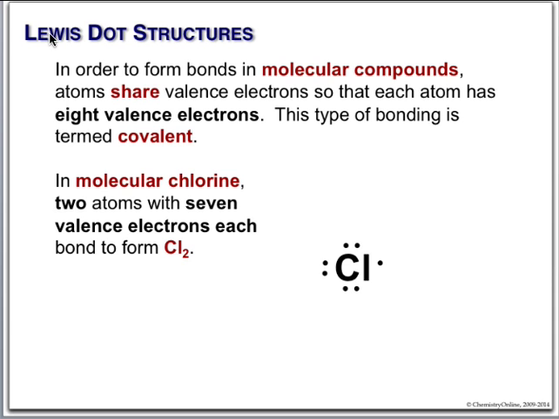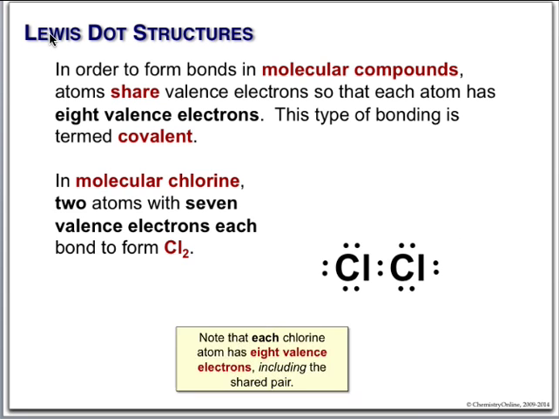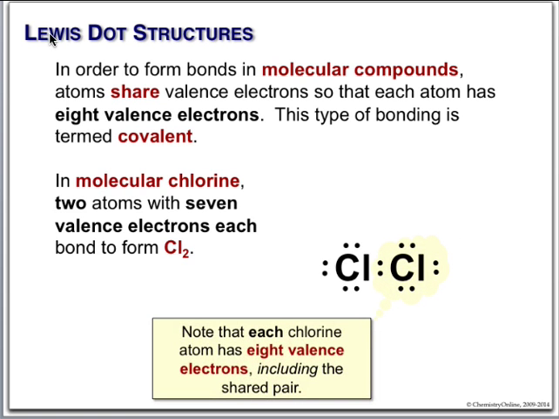The way this happens, here's our chlorine. Let's bring another one up to it. When we do this now, if you look at our two chlorine atoms, we are sharing these electrons in the middle. That's a bond. If we count up the number of electrons around each chlorine, we see that there are 2, 4, 6, 8 on this one, and 2, 4, 6, 8 on this one.